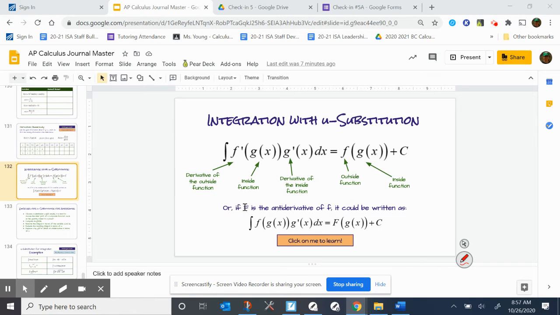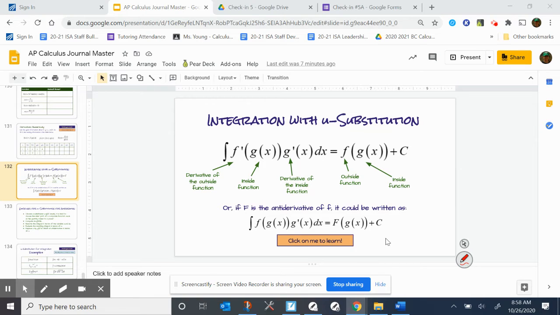So when they do that, there will be a statement like this one. It says, if capital F is the antiderivative of little f. So they'll put that in its place so that you know, oh, I'm doing an antiderivative. But it's still the chain rule if I go this direction. So it's derivative of the outside. So the derivative of capital F would be little f. Leave the inside alone times the derivative of the inside. So you'd have a times g prime of x.